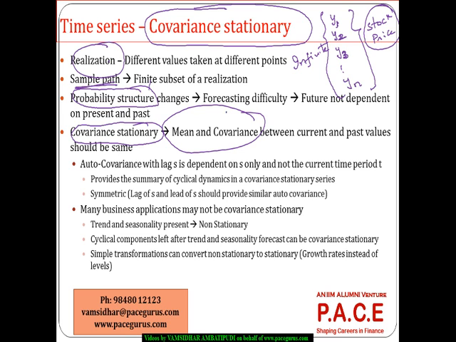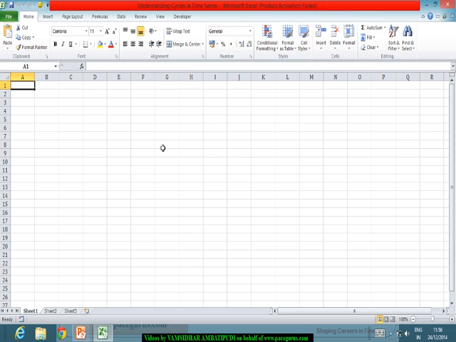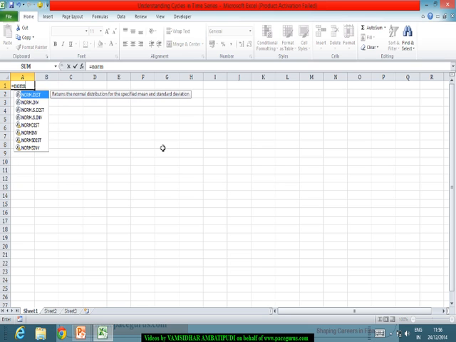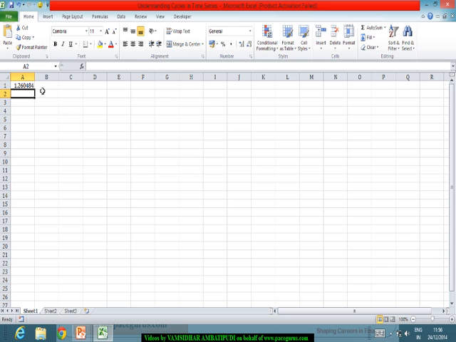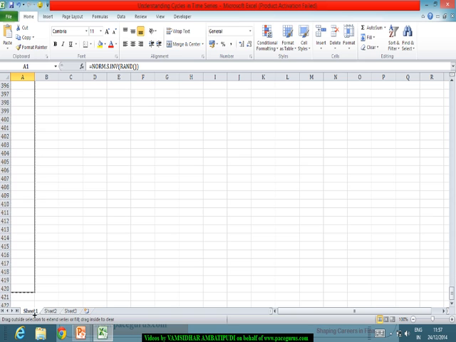Now, just to check covariance stationarity, I'll generate one simple random data set. I'll generate a standard normal data set using a random function, and let's try to understand whether this particular data set is covariance stationary or not. I'm generating around 500 observations.